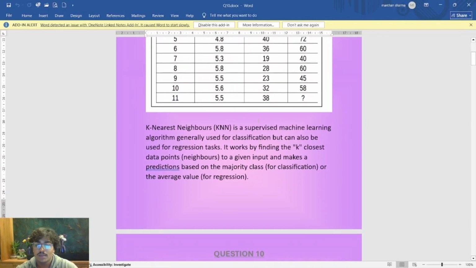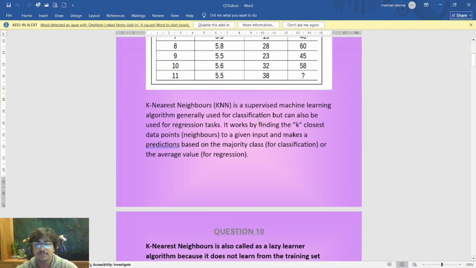Okay, so what is KNN? K nearest neighbor, commonly called KNN, is a supervised machine learning algorithm. It is mostly used for classification, but it can also work for regression tasks. The idea is simple. Whenever we get a new data point, we look at the k closest points in the data set and make a prediction based on them.